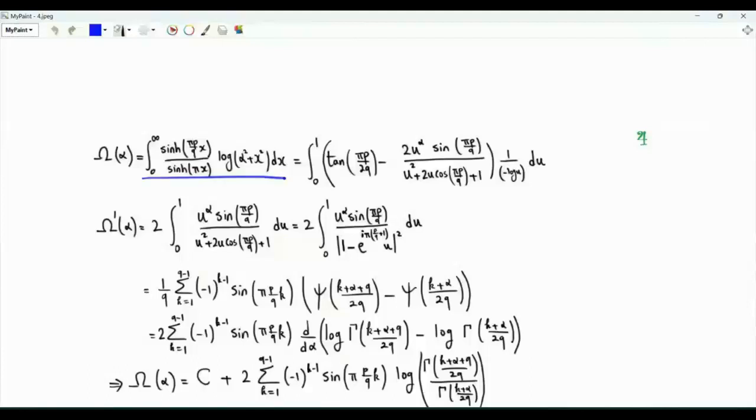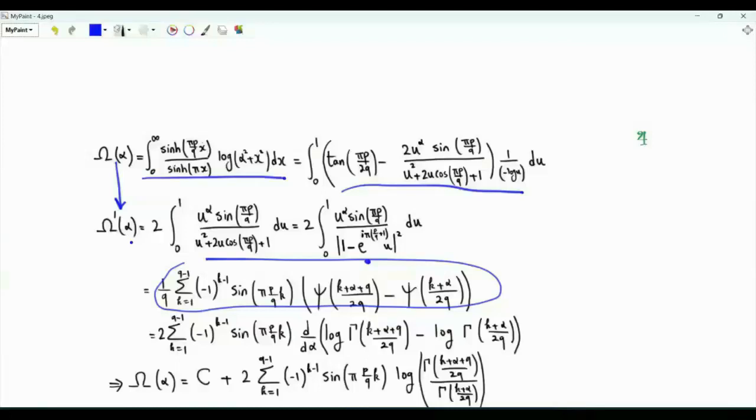This is our integral of interest. We rewrote it in this way. This is the function omega of alpha. We differentiated once with respect to alpha. We got that integral, which is equal to a finite sum with q minus 1 terms. The summand includes this difference of Digamma functions, which is very good.